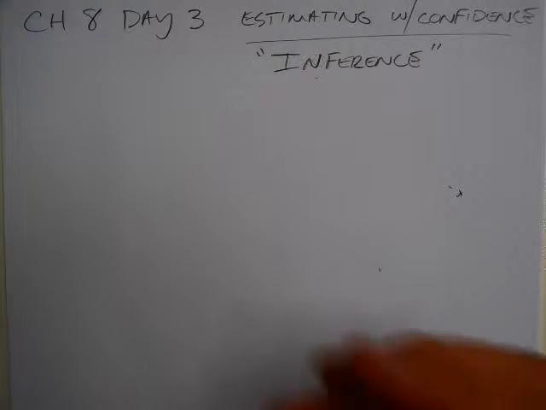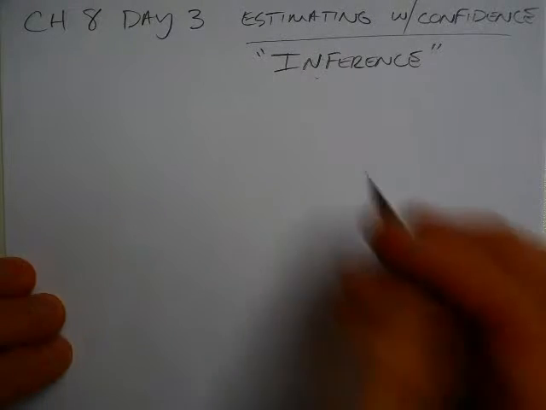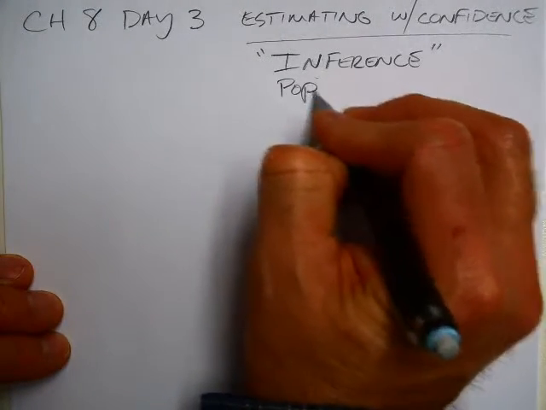Inference is when you don't know something, but you take some evidence and you make a calculation or an estimation. And this is an inference. Today we'll be talking about population proportions.